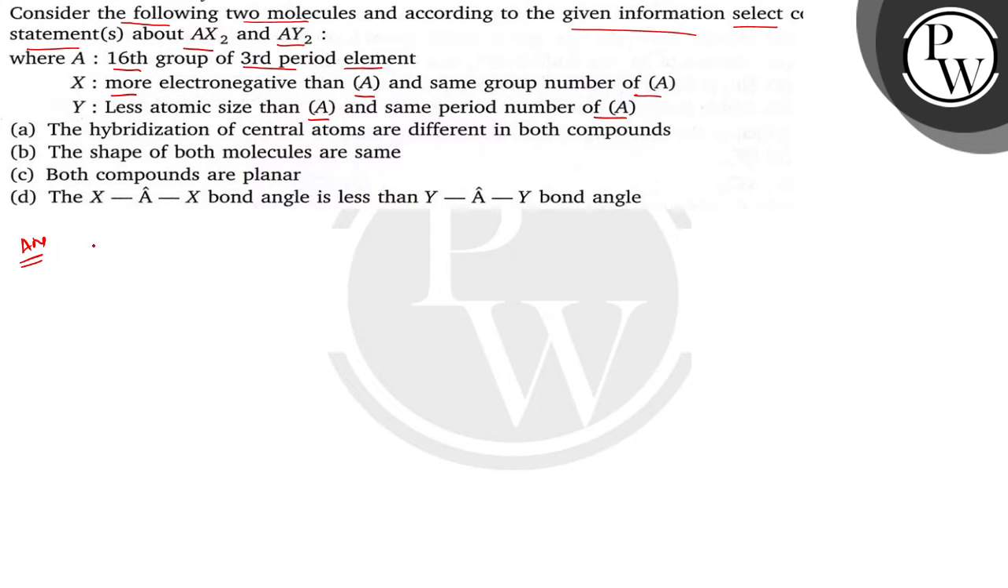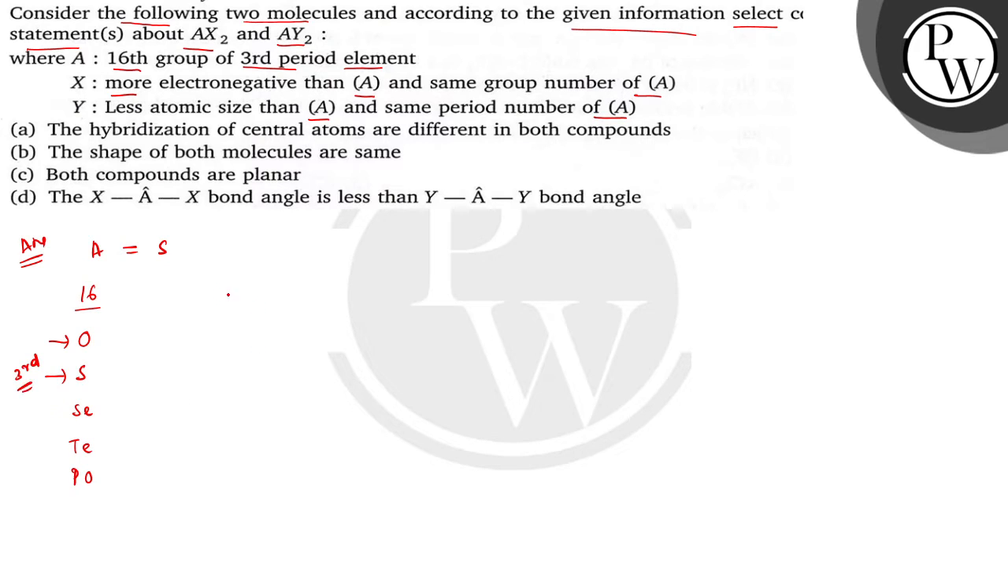बच्चों, A is 16th group of third period element. तो 16 group कौन कौन से होते हैं बच्चों? It is oxygen, sulfur, selenium, tellurium and polonium. This is group 16 element, and from this, oxygen is second period element and sulfur is third. So A is sulfur. This is third period element.